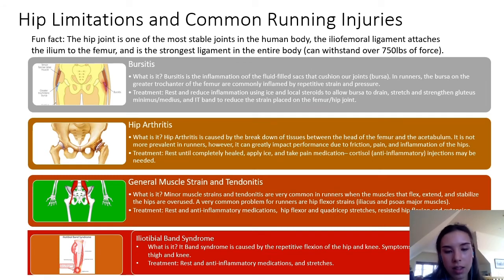And then your last one is iliotibial band syndrome. This is also known as your IT band, which is super common amongst runners. It is caused by the repetitive flexion of the hip and knee, and symptoms include pain in the hip, thigh, and knee, and actually most commonly in the knee. But the reason I mention this is because the IT band attaches at the top of the hip. So you actually feel the pain in the knee, but the problem might be more towards the hip. And the treatment for this is just rest, anti-inflammatory medication, and stretches.